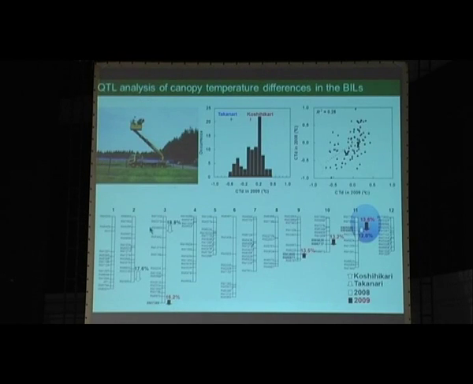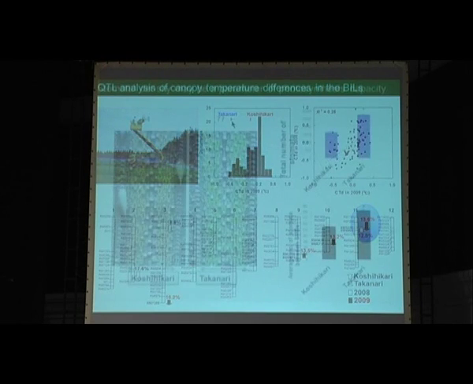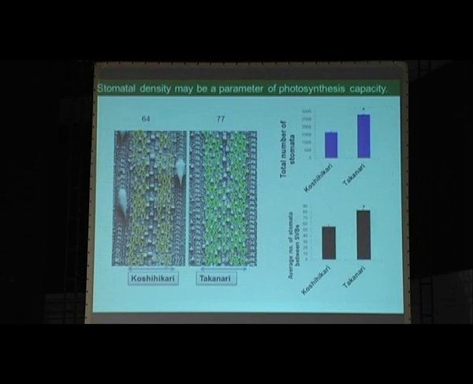On sunny days before the flowering stage, we took thermal image photos just above the field from the gondola of a crane car, like this photo. Compared with Koshihikari, the check variety, some of the lines, like Takanari, showed lower temperature, which suggested that the number of stomata might be an important factor for increasing the diffusive conductance.